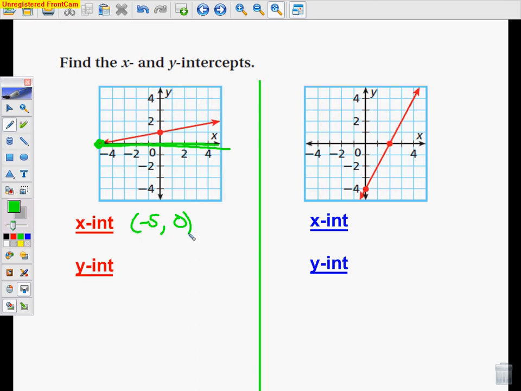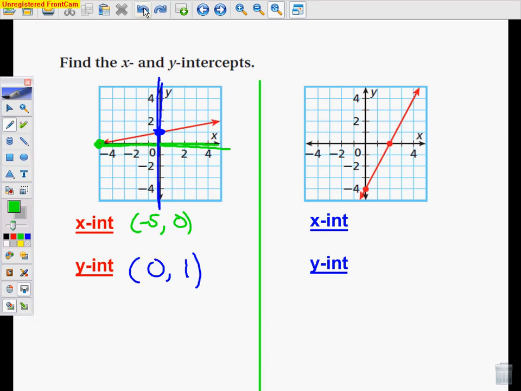And then the y-intercept is where it crosses the y-axis. So this is the y-axis. And in this graph, it would be this point right here, which will be the point 0 for the x and +1 for the y. Now, you should recognize that every x-intercept will always have 0 for the y, and every y-intercept will always have 0 for the x. Okay?